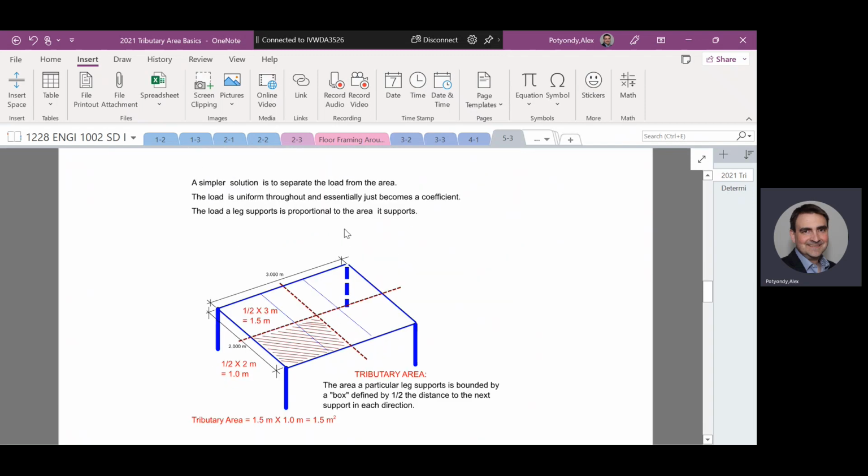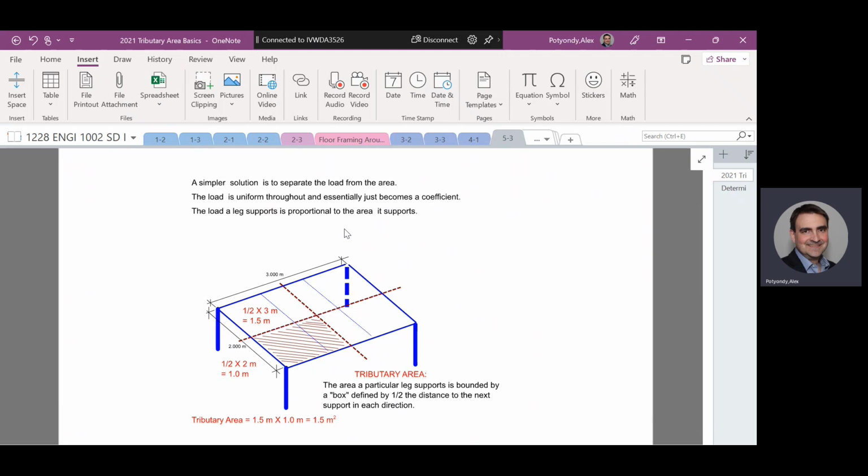So a simpler solution is to separate the load from the area and just look at the geometry. That's what I mean when I talk about geometry. We're really taking apart any loads applied and just looking at the geometry, the measurements themselves. The load is uniform throughout and essentially just becomes a coefficient when we do that. So if I have the geometry, the area, I can multiply by snow load, live load, dead load, and get those corresponding axial loads. That could be very useful.